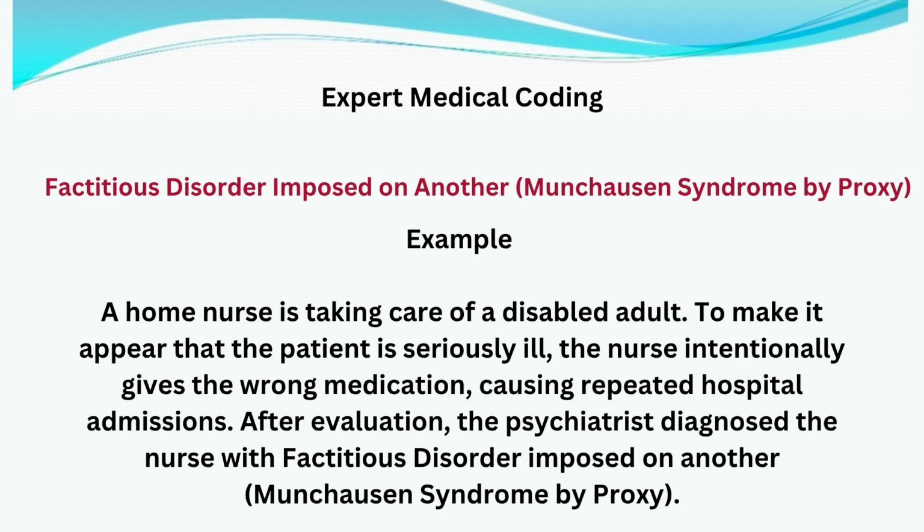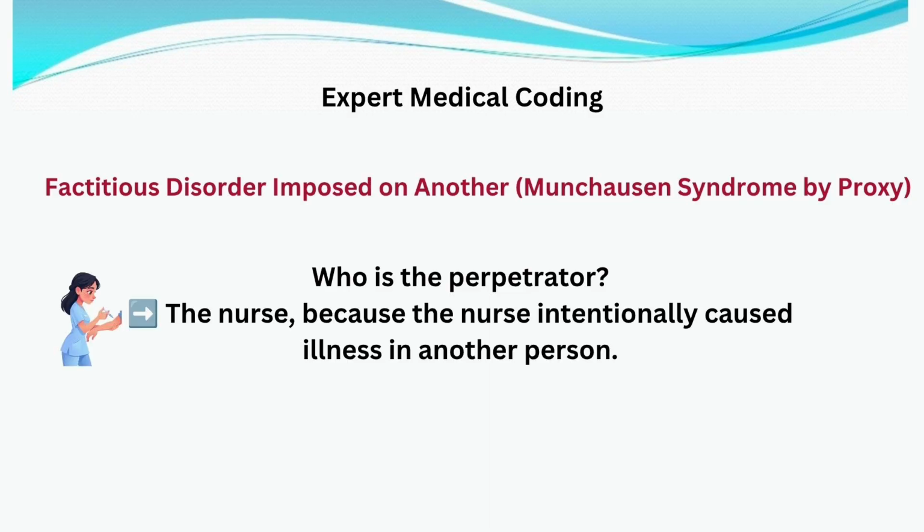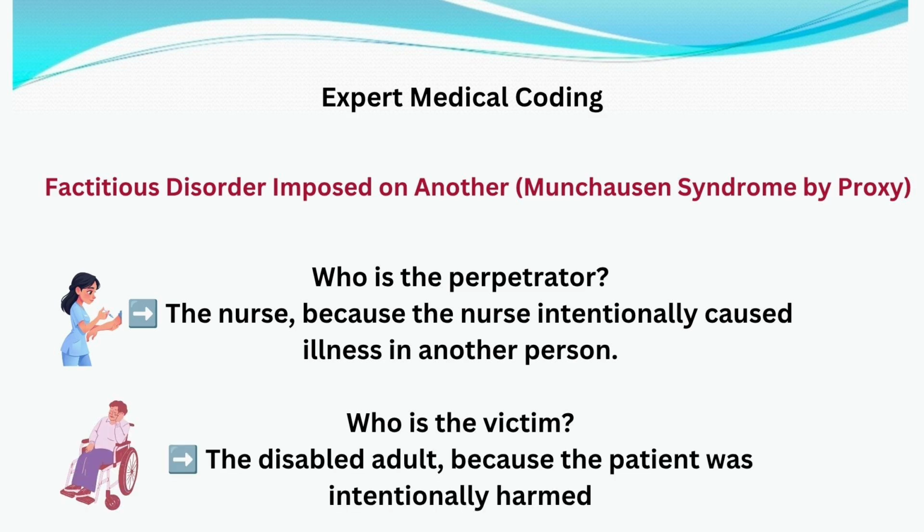A home nurse is taking care of a disabled adult. To make it appear that the patient is seriously ill, the nurse intentionally gives the wrong medication, causing repeated hospital admissions. After evaluation, the psychiatrist diagnosed the nurse with factitious disorder imposed on another, that is Munchausen syndrome by proxy. So in this scenario, who is the perpetrator? It is the nurse, because the nurse intentionally caused illness in another person. And who is the victim? It is the disabled adult, because the patient was intentionally harmed.